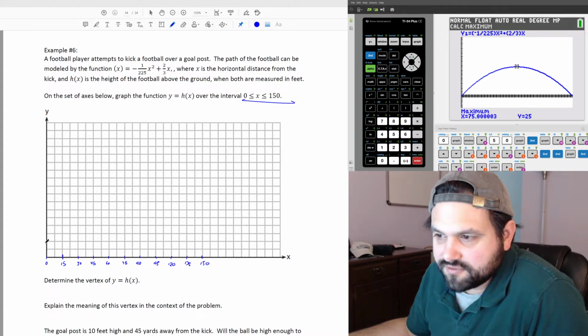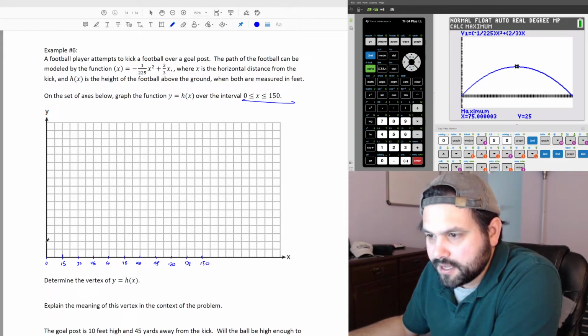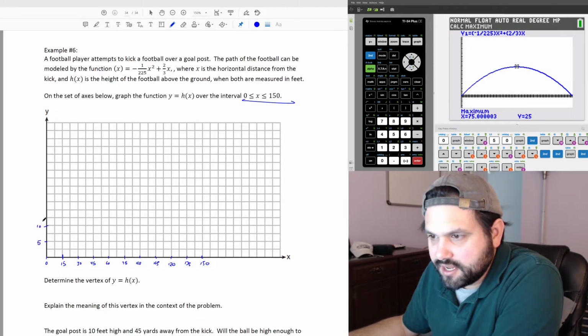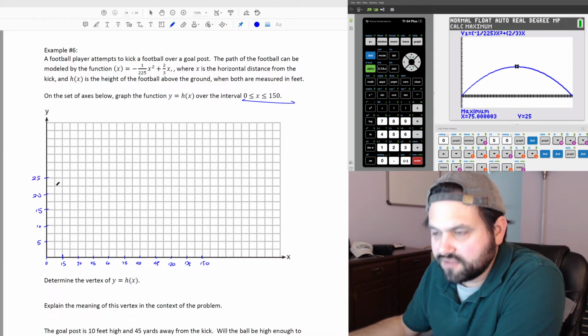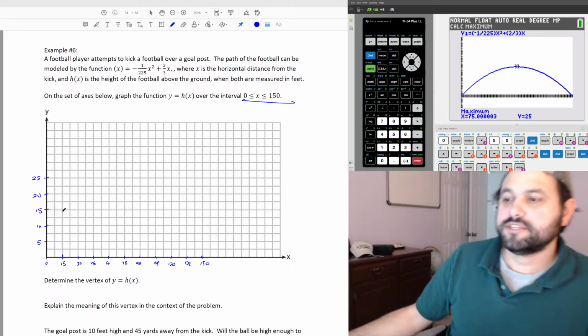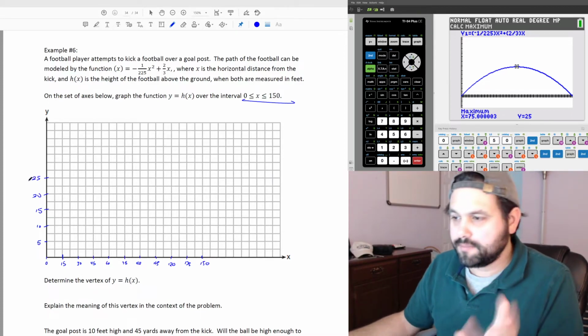So I know that my y value, the maximum, has to be 25. So could I do like 5, 10, 15, 20, 25? Yeah, I might waste some space, but I might as well just do that. So on the y, let's go 5, 10, 15, 20, 25. Okay. So I've figured out a decent window to put on my paper.